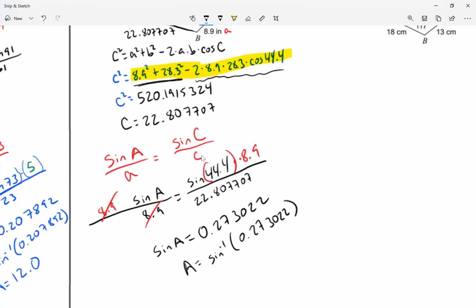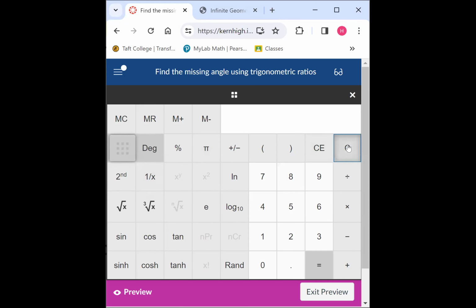Okay, I'm going to type it on my calculator. Let me bring my calculator up again. Let me clear this out. I need sine inverse, so let me go second. Sine inverse of 0.273022. It gives me 15.8.